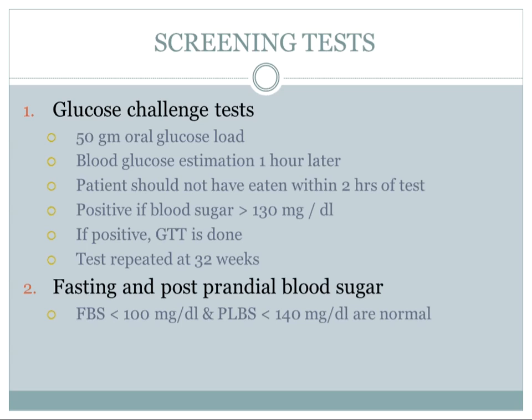Now, if the blood glucose is more than 130 milligrams per 100 ml, in some places they take it as 140 milligrams per 100 ml, then she's likely to be a diabetic patient. So she has to be confirmed with an OGTT, that is oral glucose tolerance test. If this glucose challenge test is positive, then we do an oral glucose tolerance test to confirm the diabetes. Now, if this is negative, then the patient is reassured and the test is repeated again at 32 weeks.